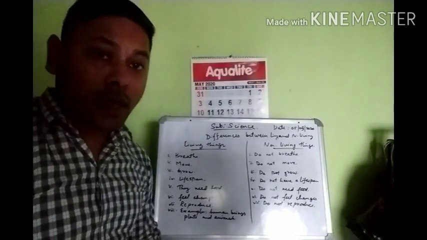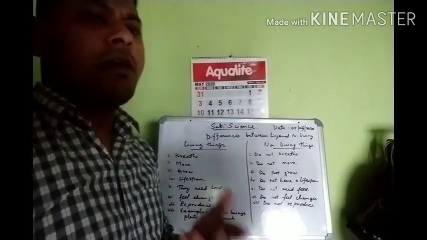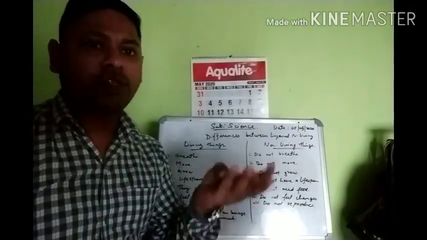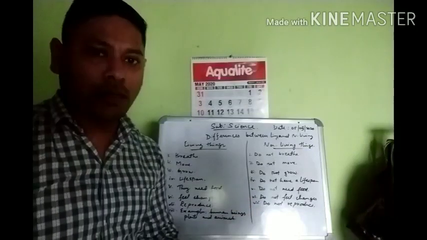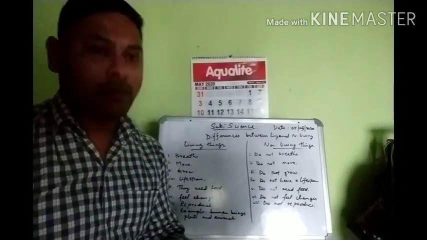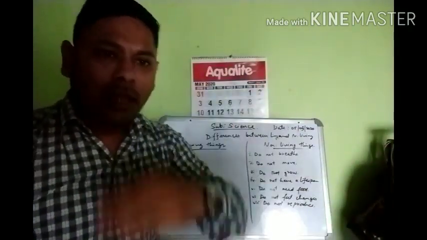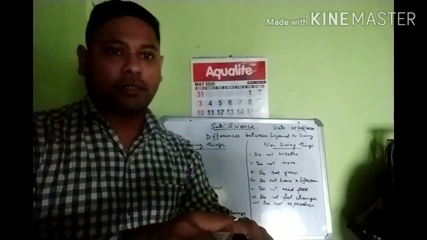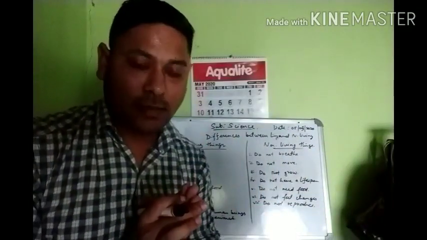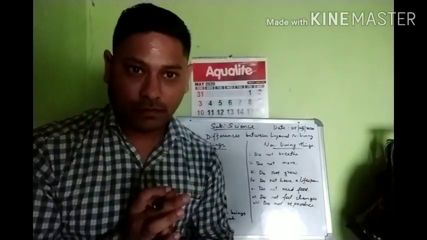Now, when you talk about non-living things, can you give some examples of non-living things? It is very easy. Stones, table, chair, pen, pencil, sun, moon, Earth. Earth is a non-living thing, but inside the earth, the living things are present. That's why we call the earth the life.